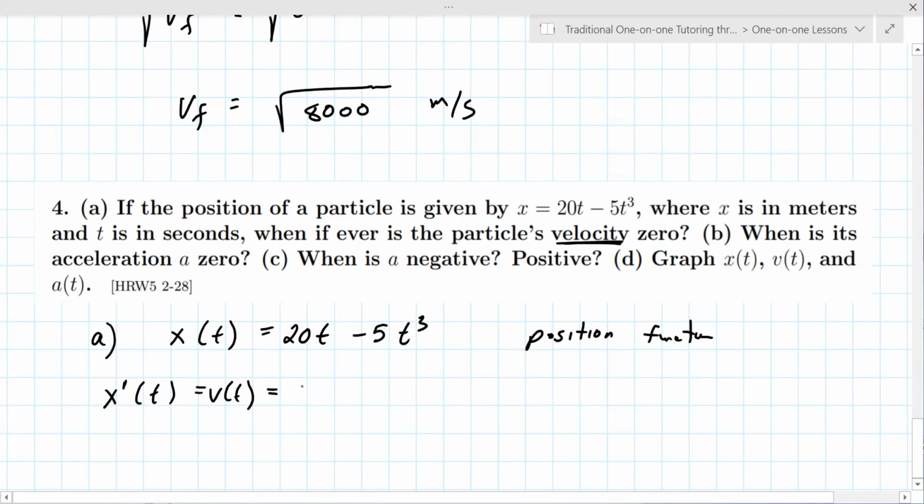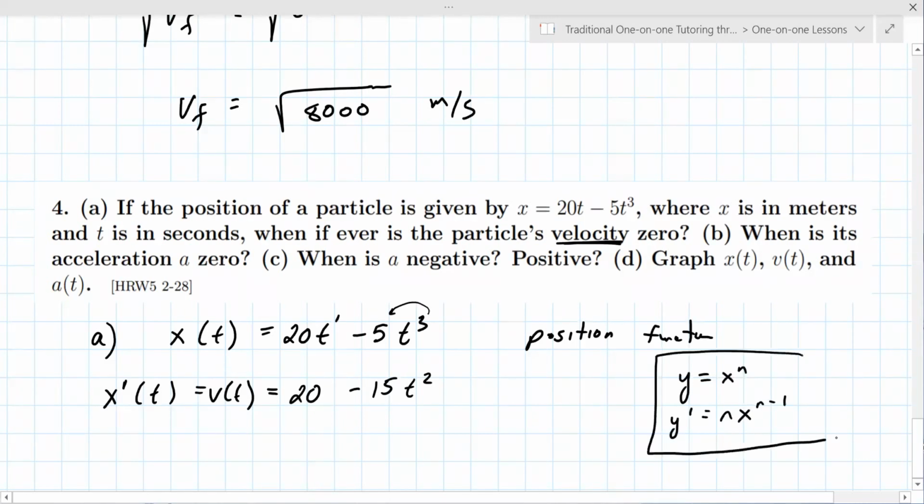This is power rule. So it's going to be 20 minus, you have to multiply, 15 t squared. It's just power rule: if y equals x to the n, y prime is n x to the n minus 1 power. Okay, so that's its velocity.